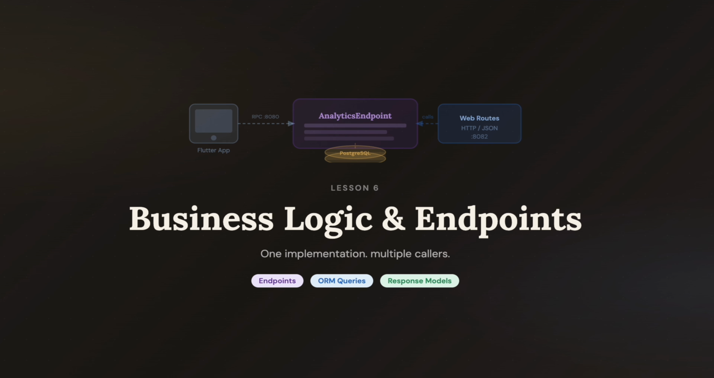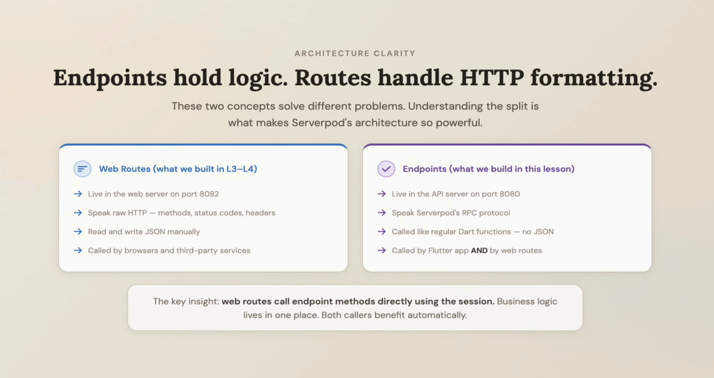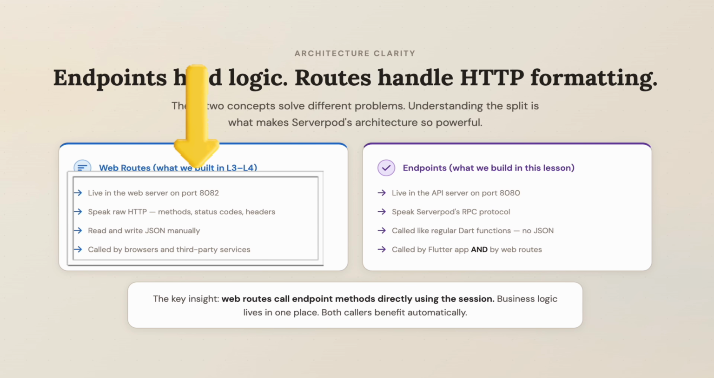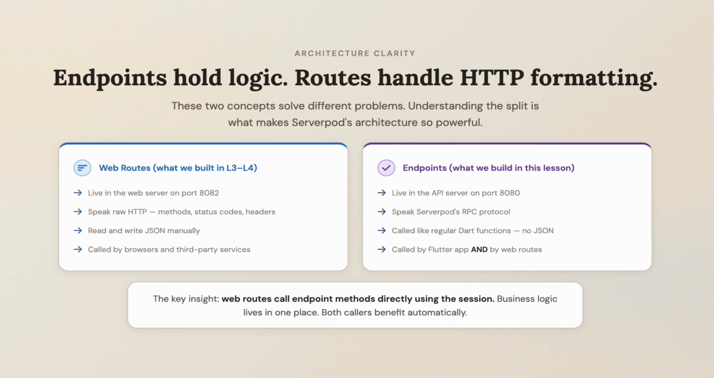no duplication. Great. So before we write any code, as usual, let me clarify something that a lot of us new to Serverpod might wonder: the difference between endpoints and web routes, and why we are writing endpoints in this lesson when we already have web routes. So a web route, the route classes that we built in lessons 3 and 4, is an HTTP handler. It lives in the web server. It speaks raw HTTP. It reads and writes JSON manually. So it is designed for anything that communicates over plain HTTP: browsers, third-party services, REST API consumers, okay?